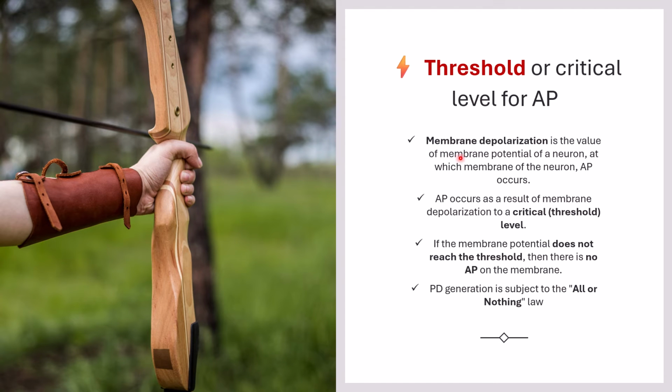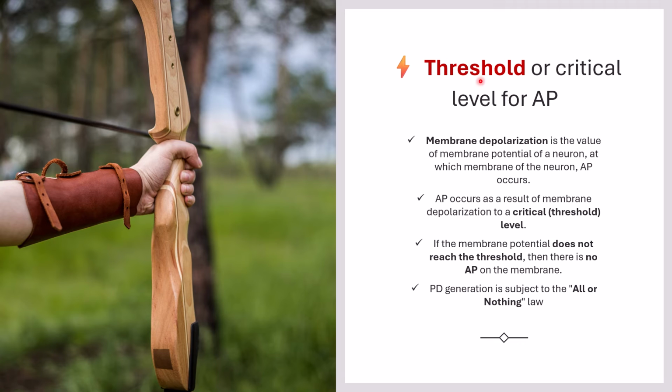So let's see about this threshold, or the critical level for the action potential. The threshold is the value of membrane potential of the neuron at which the action potential occurs. Action potential occurs as a result of membrane depolarization to a critical threshold level. If the membrane potential does not reach the threshold, then there is no action potential on the membrane. So we can say that action potential generation is subject to the all or nothing law.